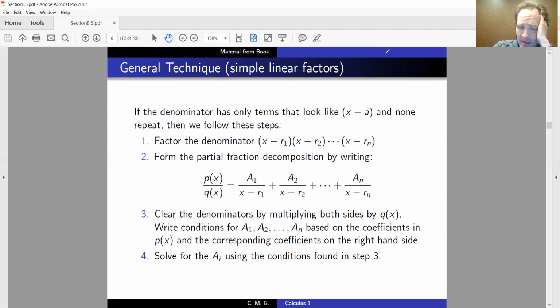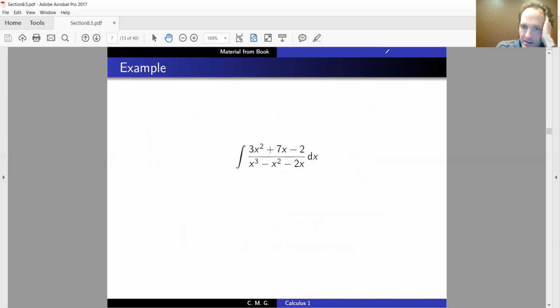Multiply both sides by the denominator, that will clear out all of the denominators. So everything here will just have numerators, and it's all going to be equal. And then I solve for those a1, a2, and so on using systems of linear equations, because that's what I'm going to end up getting: systems of linear equations equating to things in p of x, the numerator of my fraction. Then I solve for those a_i, and then I can go from there.